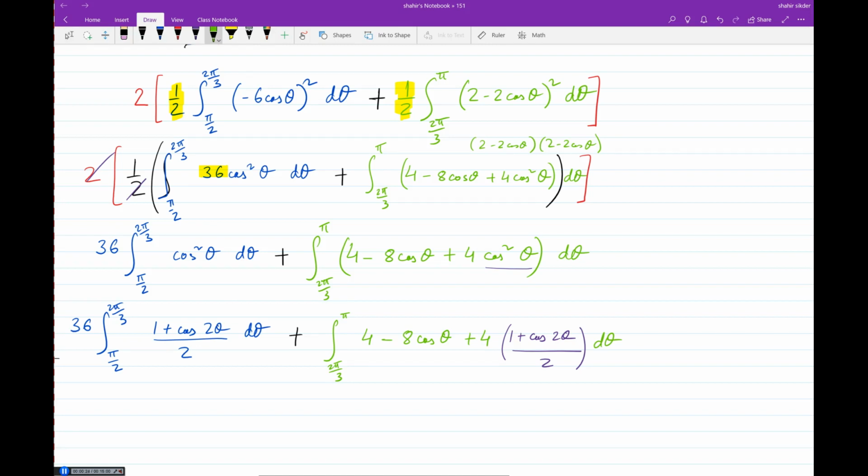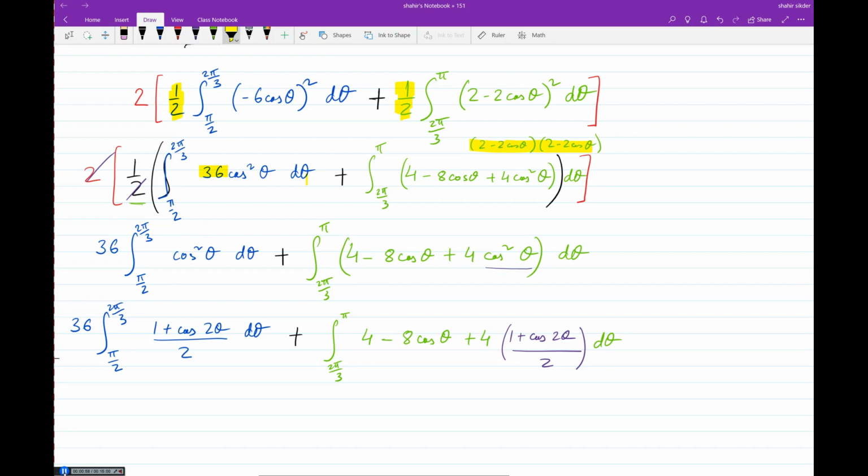If you notice the highlighted version, they both share a 1/2 in common, so we can always factor out a 1/2, which drops down to this step right here. And I can also simplify this 2 with this 1/2. And -6, the quantity getting squared, is 36 cosine squared theta d theta, plus the green version, which is 2 pi thirds to pi. If you expand this using this expansion, it's basically 4 minus 8 cos theta plus 4 cos squared theta.